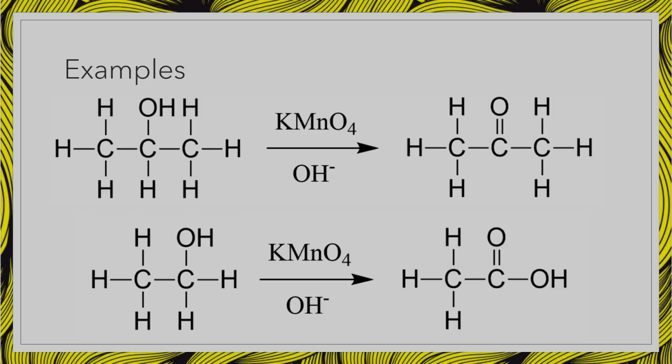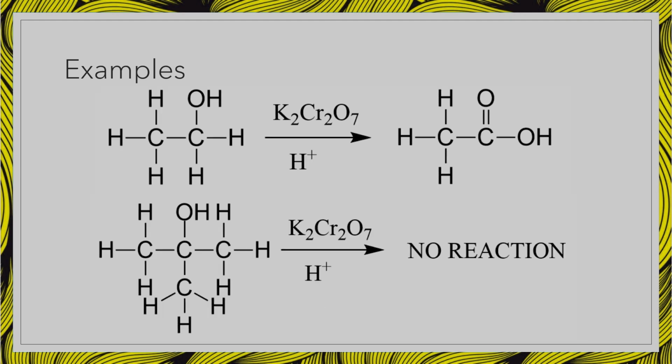So here are some examples. Firstly, we start off with propane-2-ol. We oxidize it with KMnO4. It oxidizes to the ketone. Okay, that's as far as it can go. With ethanol, if we stick that in KMnO4, we get acetic acid, so ethanoic acid. So it goes from the alcohol to the acid. Same with ethanol in potassium dichromate, it goes straight to the ethanoic acid.